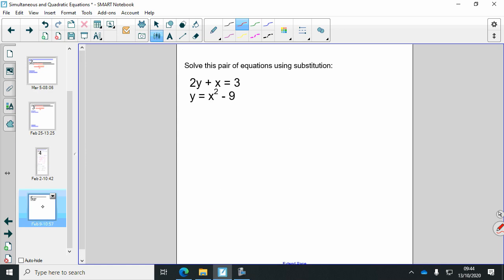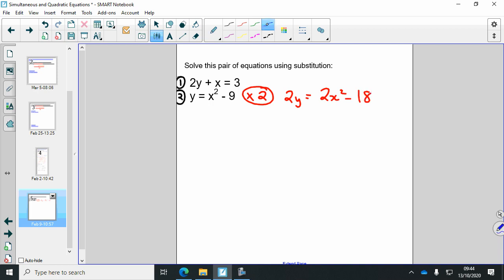Solve this pair of equations using substitution. Now, this one's a tiny bit trickier because there's nothing we can substitute in yet. What we can do is use the trick that we used in simultaneous equations before, where we can scale equations up if necessary. Equation 1 has something to do with 2y, and equation 2 has something to do with y. So in equation 2 I can double everything. So if I double everything, I get 2y is equal to 2x squared minus 18.